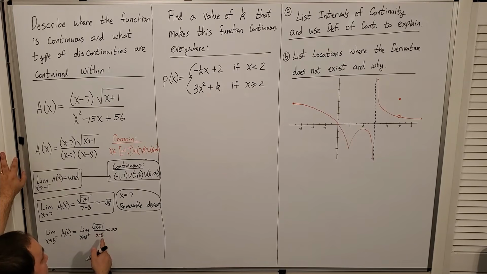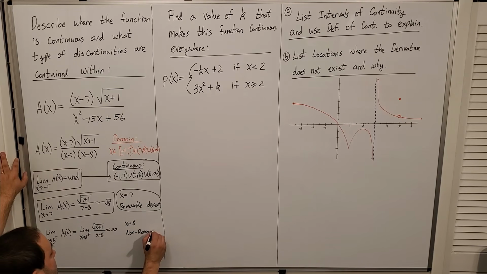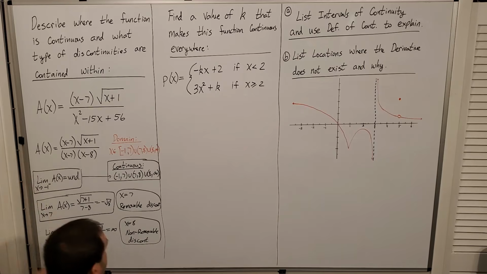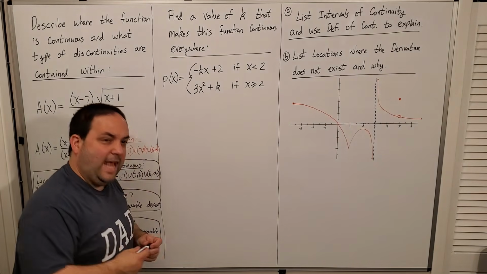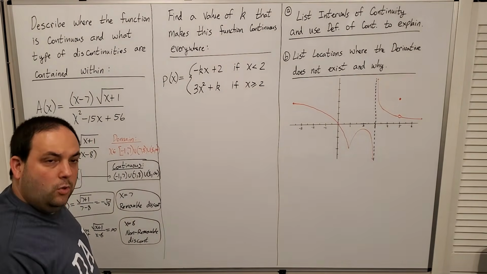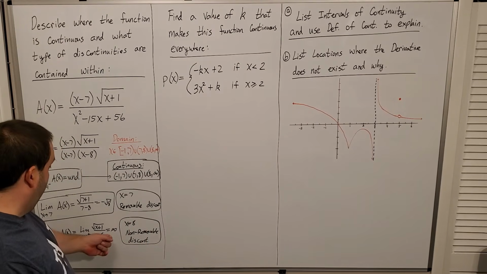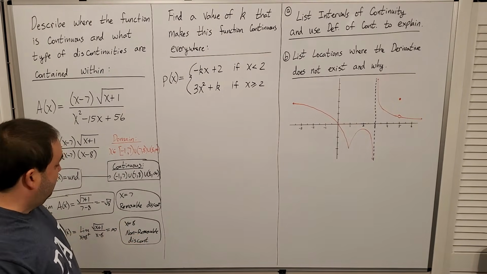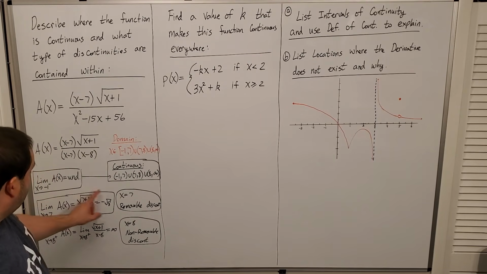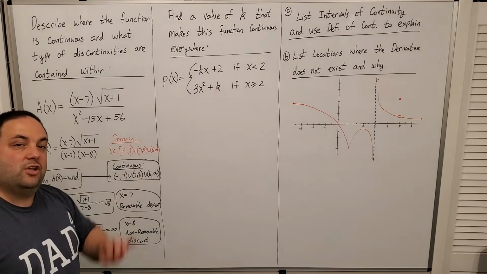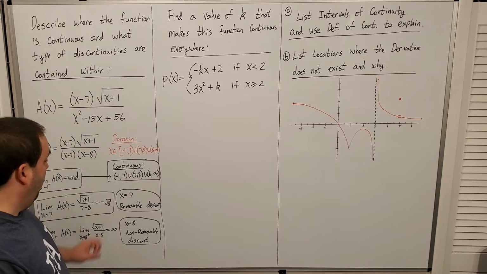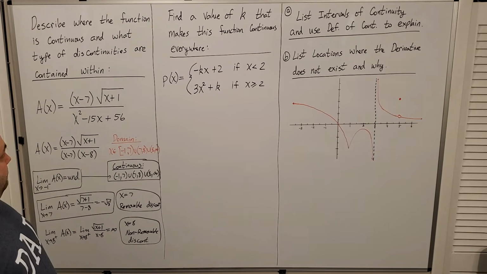But this is all I needed right here to show x equals 8 is a non-removable discontinuity. It's non-removable because it's an asymptote, right? It's going to infinity, and the other side is negative infinity, but really just one side's enough to show that it's definitely non-removable. The one at 7 is removable because that's just a hole in the graph, right? We call that a removable discontinuity.